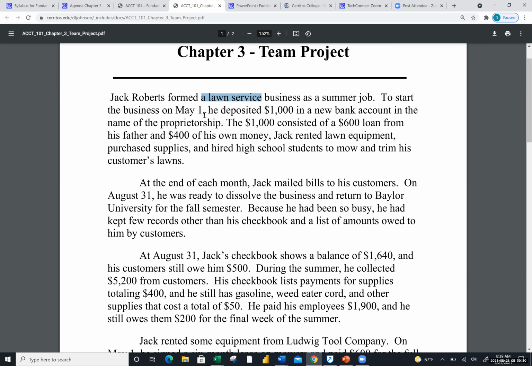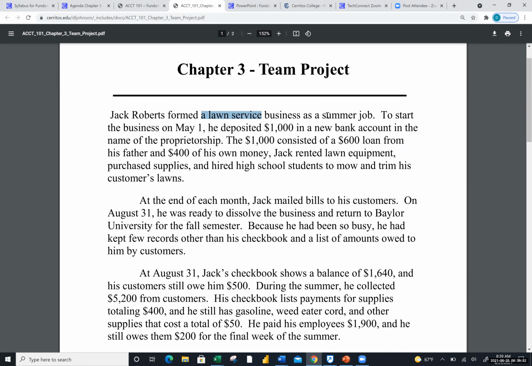Jack Roberts formed a lawn service business as a summer job. So in your head, picture going out and mowing lawns and collecting money. That's about the basis of the business. To start the business on May 1st, he deposited $1,000 in a new bank account in the name of the proprietorship. Because this was an Accounting 100 project, it was a sole proprietorship, so we'll be using capital in this one, just like we did last semester. That $1,000 consisted of a $600 loan from his dad and $400 of his own money.